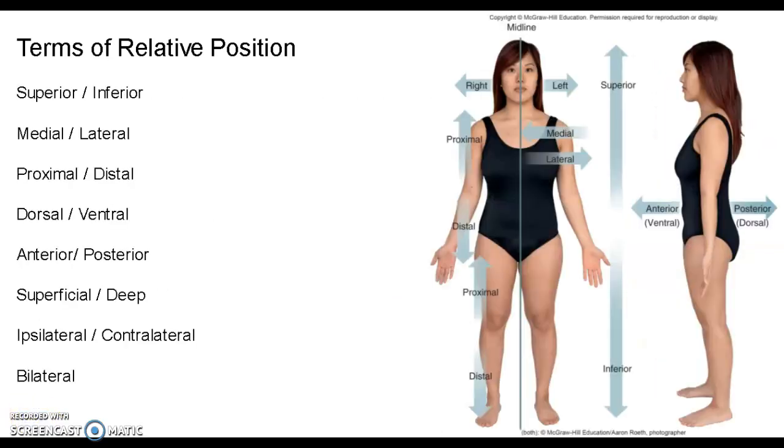So these are the different terms of relative position. The first that I want to point out is that you might notice that the left and right side are different than your left or right. That is because if we want to imagine that we are doctors and we are looking at a patient, we are describing the patient's left or right side, not our left or right side. So their left and right is going to be the opposite of you if they are facing you.